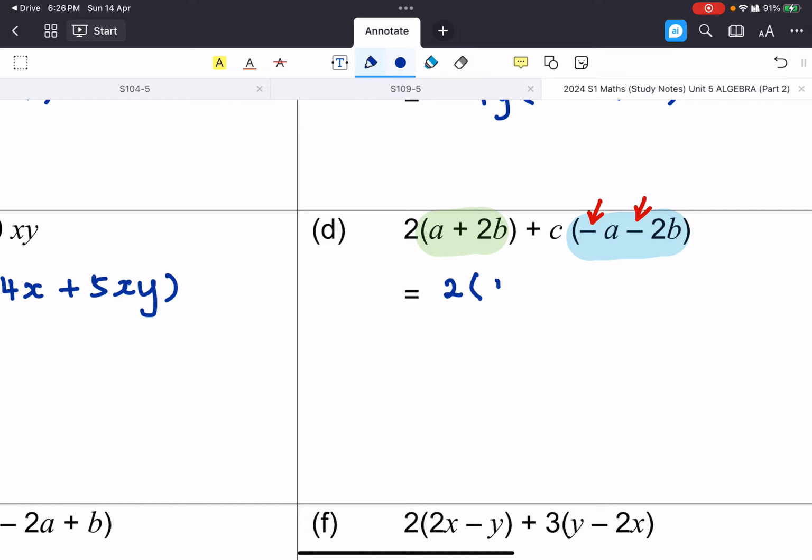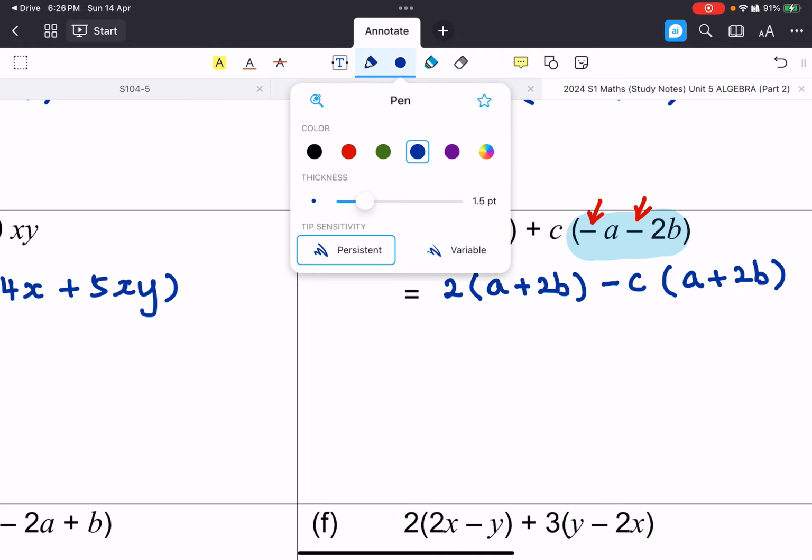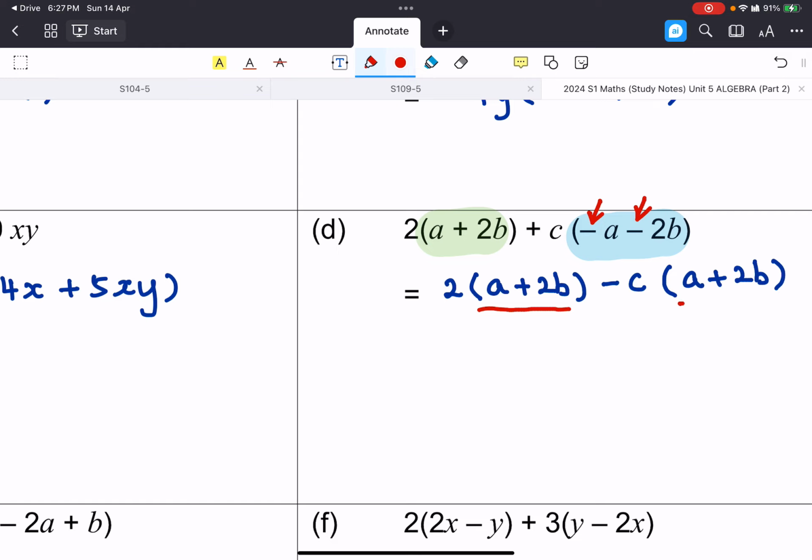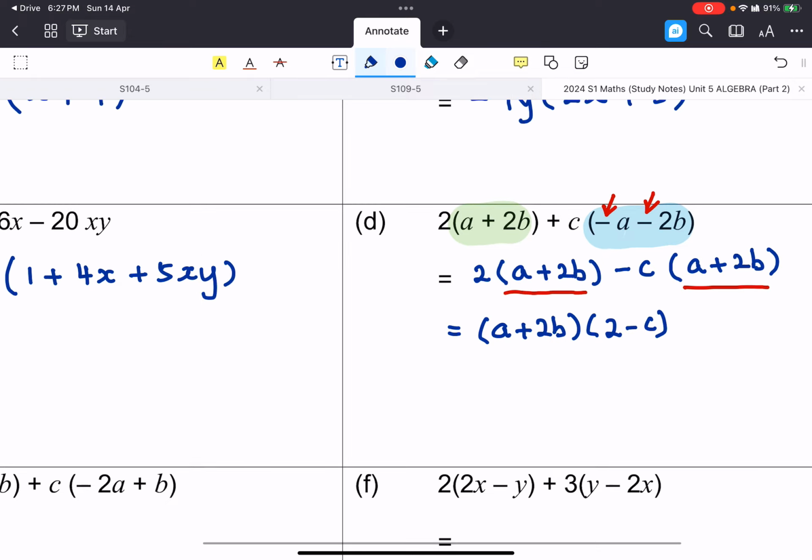A plus 2b in the first bracket. And over here, instead of c, I extract out the negative 1, right? Extract out negative 1. So instead of plus c, I will have negative c or minus c. And in the bracket, now the sign actually flips and becomes a plus 2b. From here, you can see that the a plus 2b are the common factor. So this becomes a plus 2b, and then we have 2 minus c. Cool, right?